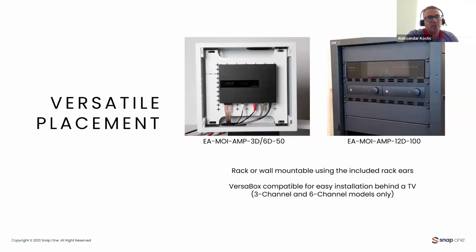Regarding the mounting, I mentioned that the 3 and 6 channel amplifiers are smaller in size, typically mounted to a VersaBox or behind the TV, whilst the 12 channel amplifier is a 2U rack unit, and it is intended to be placed in a central location in the rack.